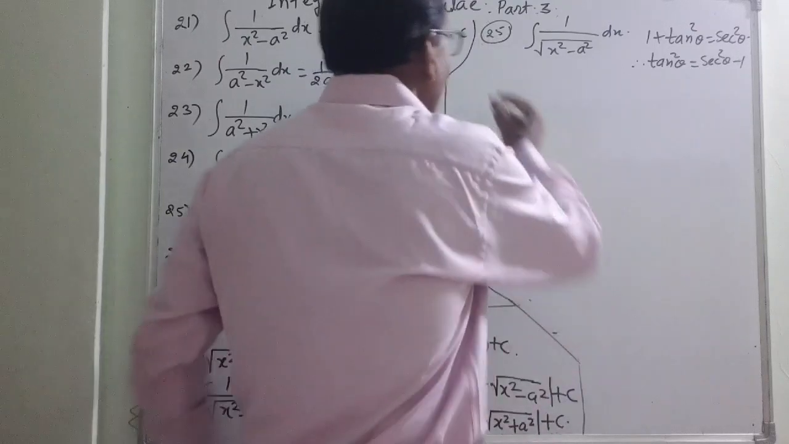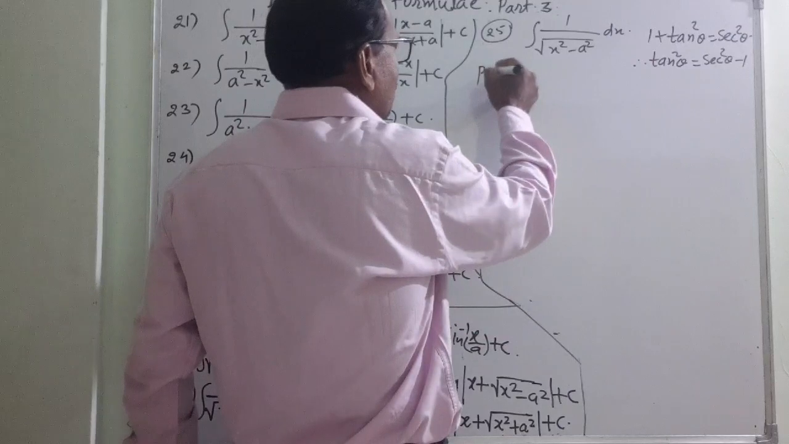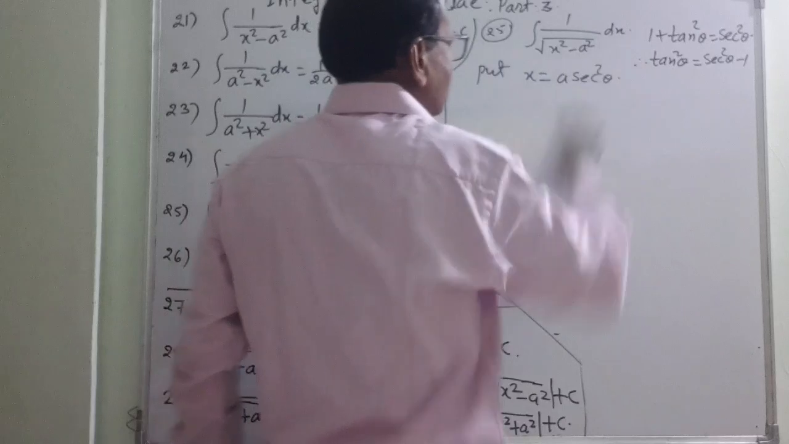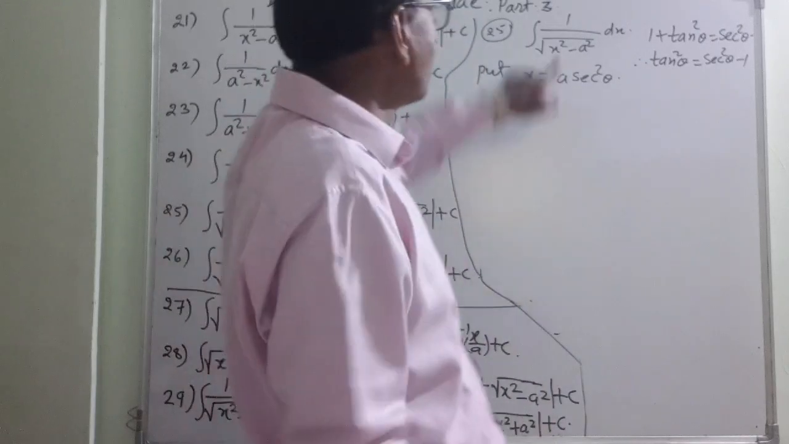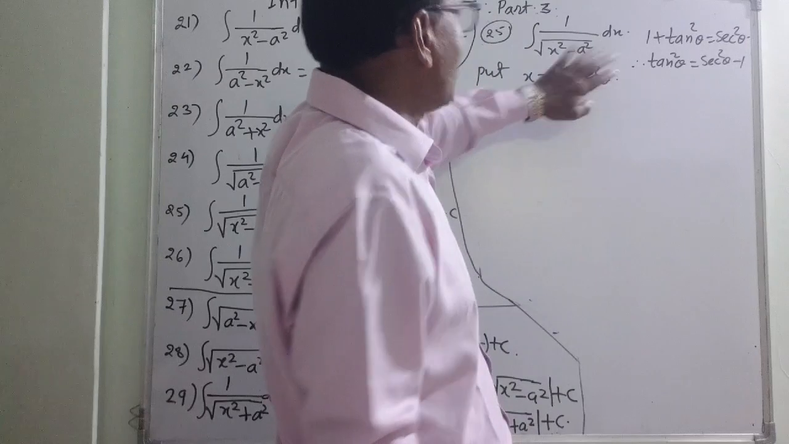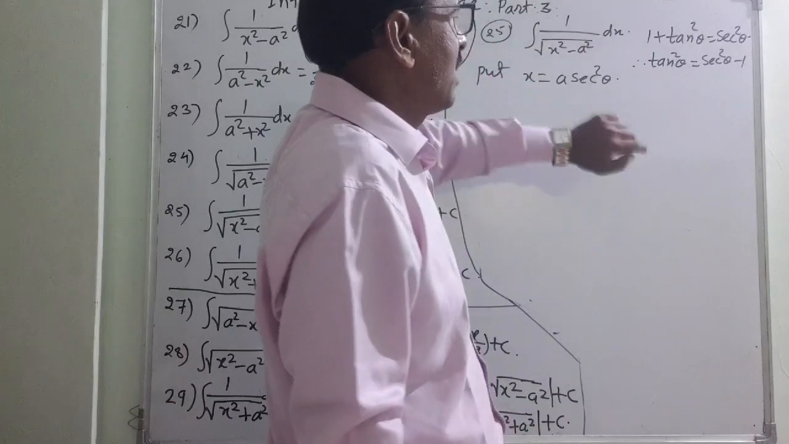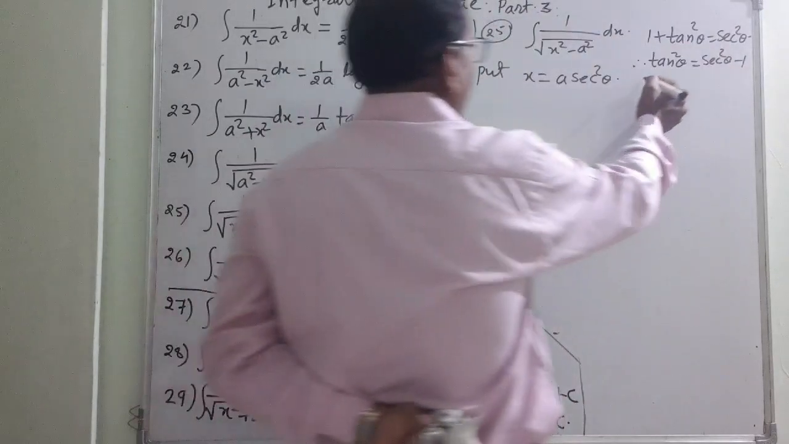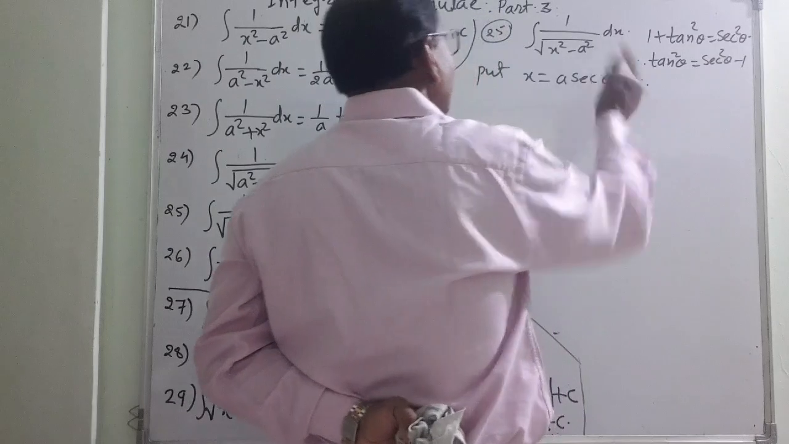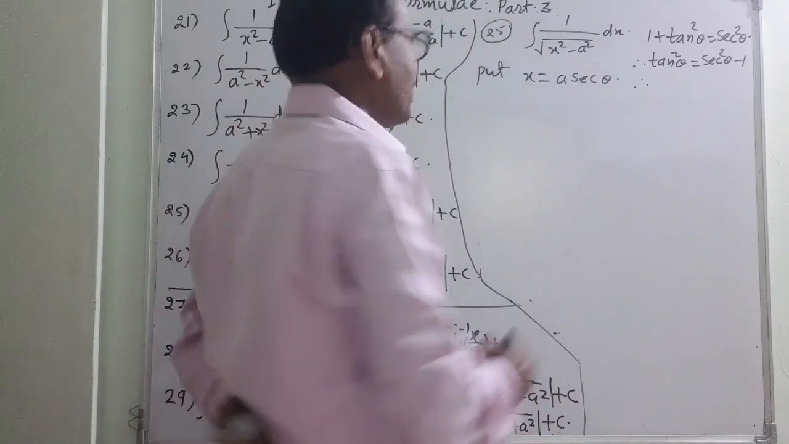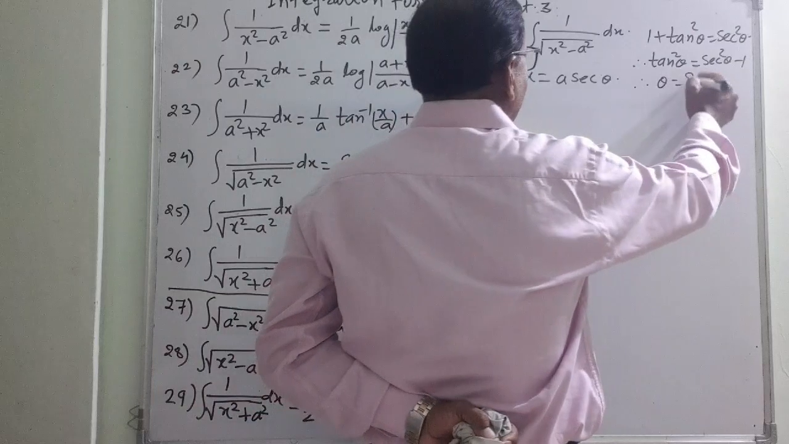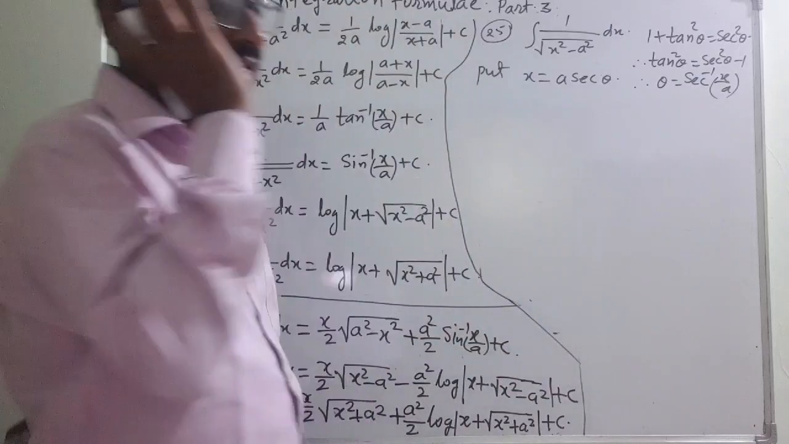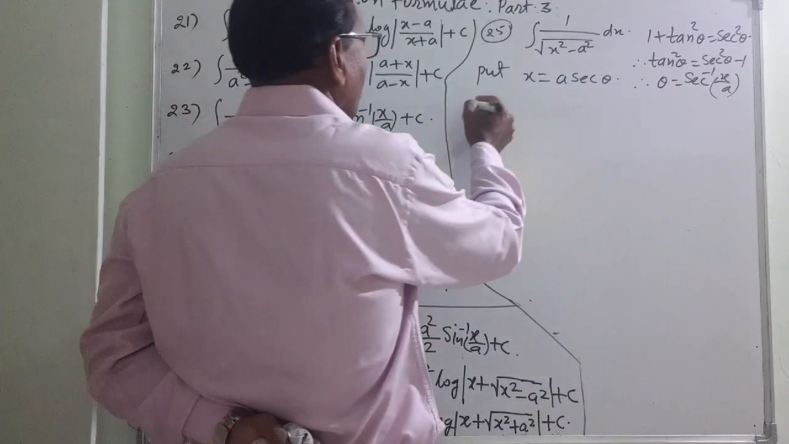Now, so what I will do is put x is equal to a sec theta. Why? This will become a square sec square. A square taken common, sec square minus 1, and sec square minus 1 is nothing but tan square, and the root is gone. Therefore, x is equal to a sec theta, not sec square theta. I have to make the square. Therefore, theta is equal to sec inverse x upon a. Clear?